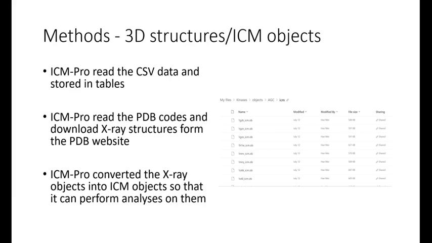First, ICM Pro read the data in the CSV files and stored it in tables. For each row of the table, ICM would read the PDB code and download the corresponding protein X-ray structure from the main PDB website. ICM scripts were written to isolate protein structures of interest. The X-ray objects were converted to ICM objects so that they could be analyzed by the software. The ICM objects were saved to cloud storage.